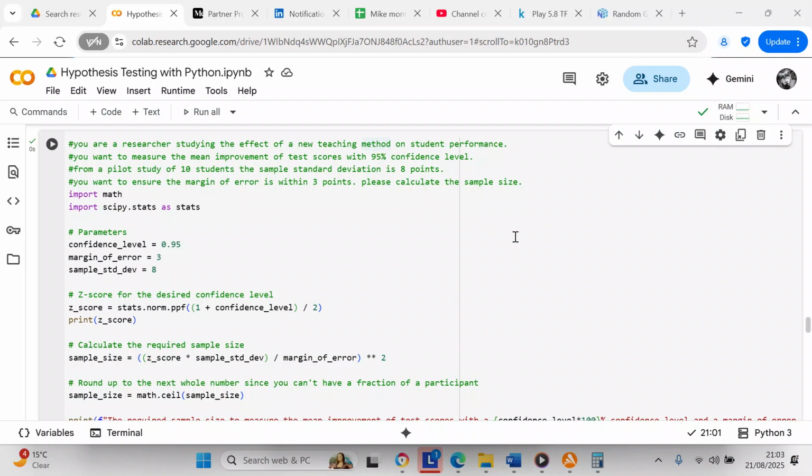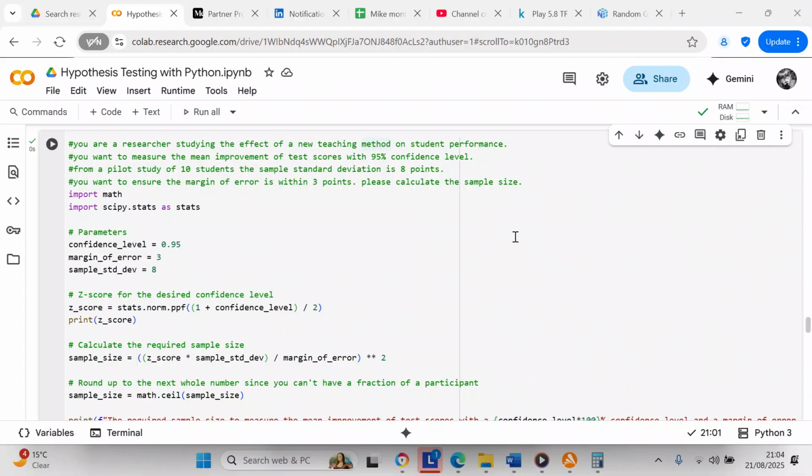In this particular video, we're going to talk about a research study and confidence levels. Our practice question is: you are a researcher studying the effect of a new teaching method on student performance. You want to measure the mean improvement of test scores with a 95% confidence level. From a pilot study of 10 students, the sample standard deviation is 8 points. You want to ensure the margin of error is within 3 points. Please calculate the sample size.